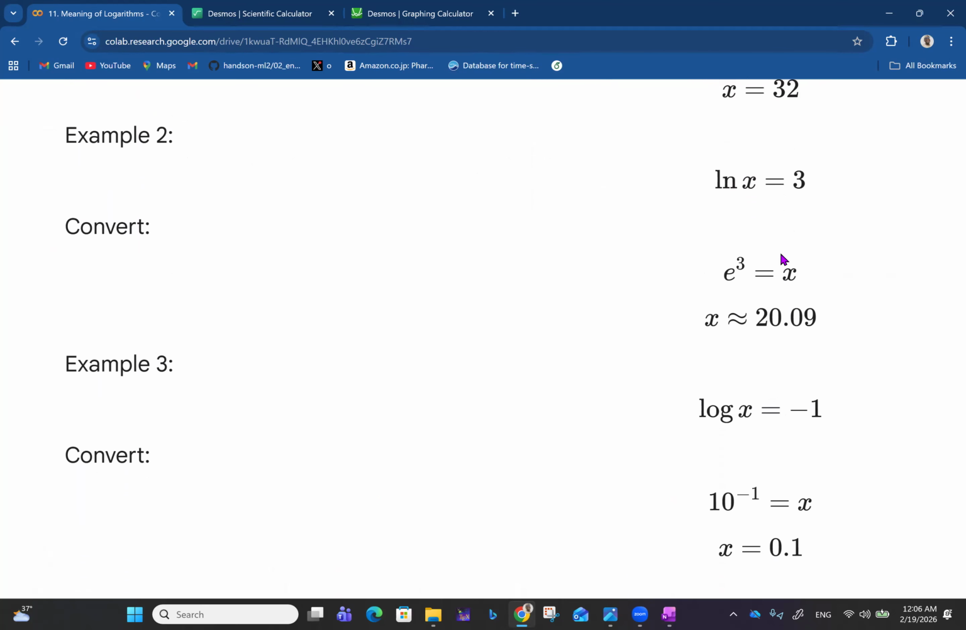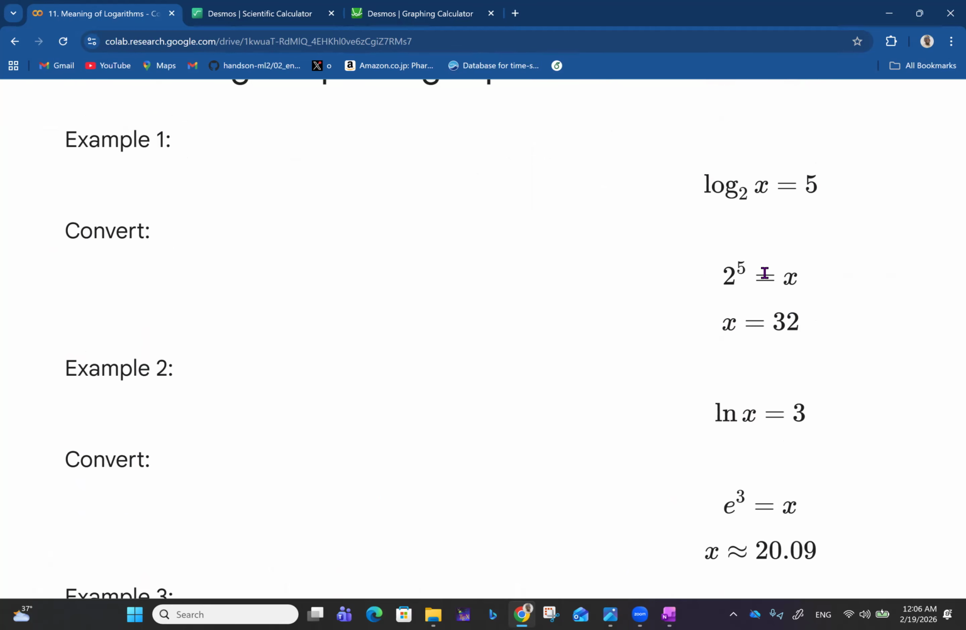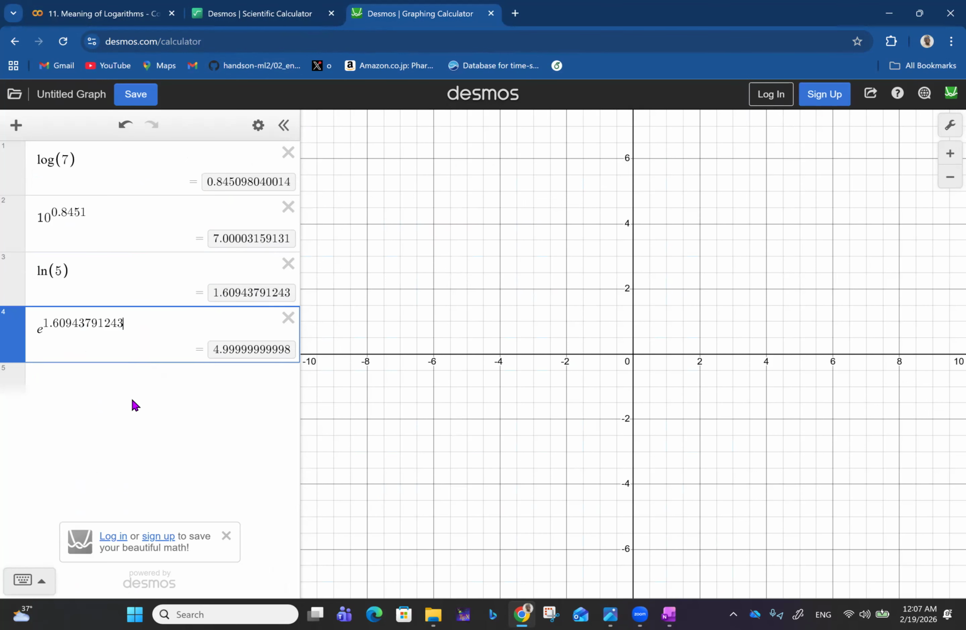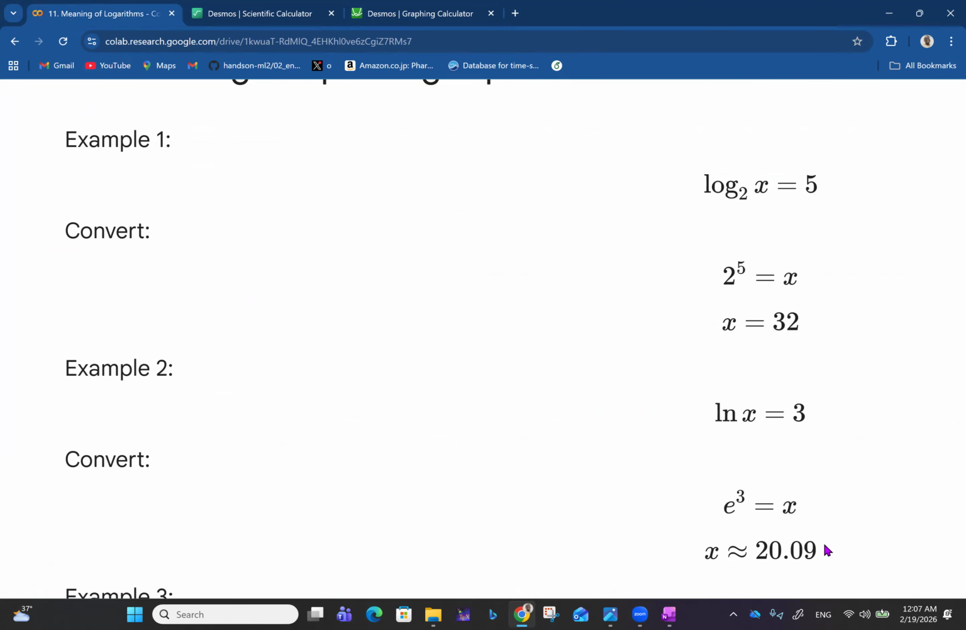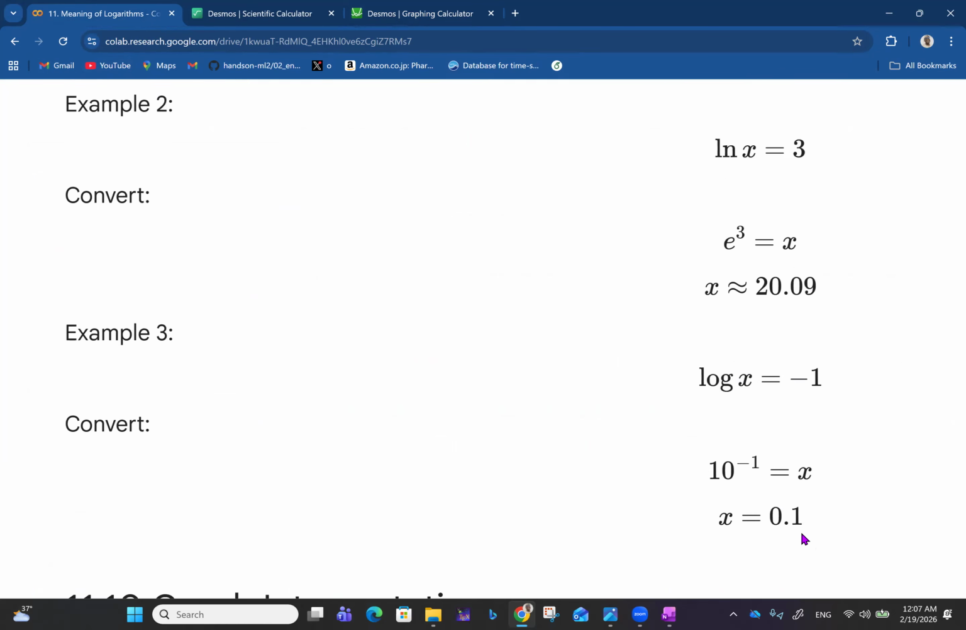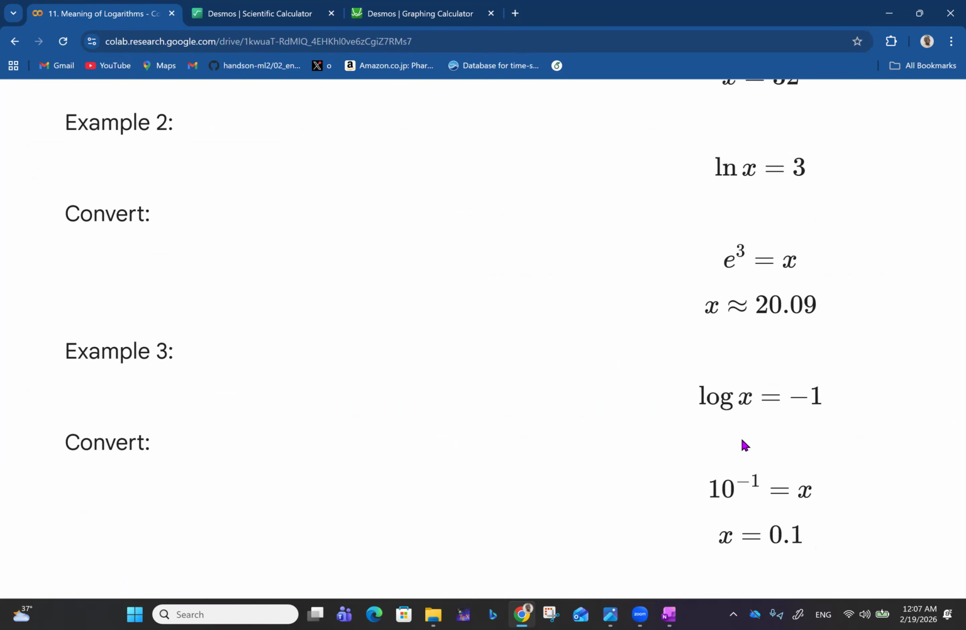So x is e raised to the power 3. Just come here and do e raised to the power 3. And that is 20.0855, roughly 20.09. Then lastly, if you have log x equals minus 1, that means if the base is not written, you have 10. So 10 raised to the power minus 1 is x, and 10 raised to the power minus 1 is 1 over 10, which is 0.1, simply.